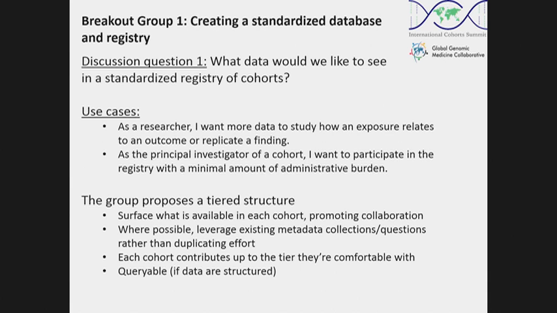Where possible, we want to be able to leverage existing metadata collections. This is not the first time anybody's thought of doing something like this. So how can we take advantage of the efforts that have already been done as opposed to duplicating things? The advantage of having a tier system is that each cohort can contribute information up to the tier that they're comfortable or capable of, depending on whatever restrictions they might have. And also this makes it queryable. So having a place where people can go in, do a single query across multiple cohorts in a structured way to reduce the amount of effort that it requires to get access to these data.